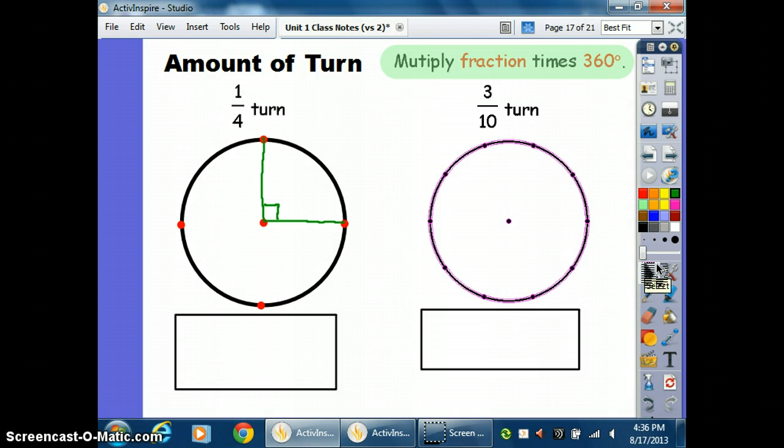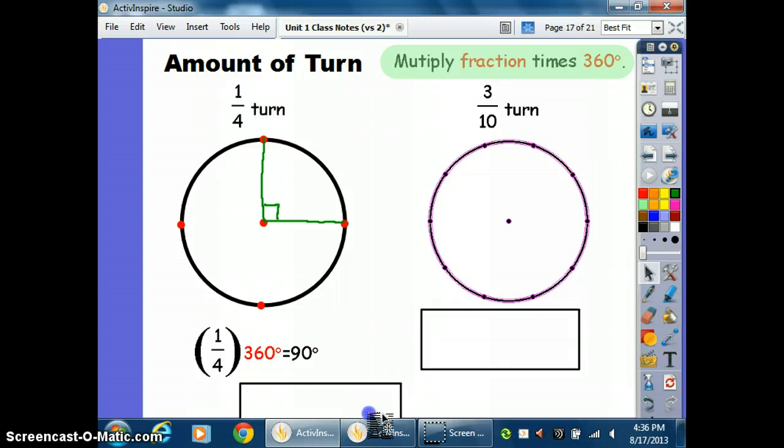Now to change, again, fraction to degrees, we multiply our fraction times 360 because there's 360 degrees in a circle. So we're changing our fraction to a degree, so we'll multiply it times 360 and get 90 degrees.